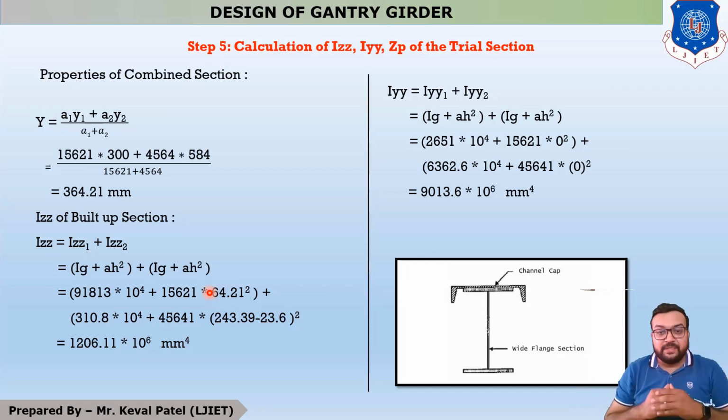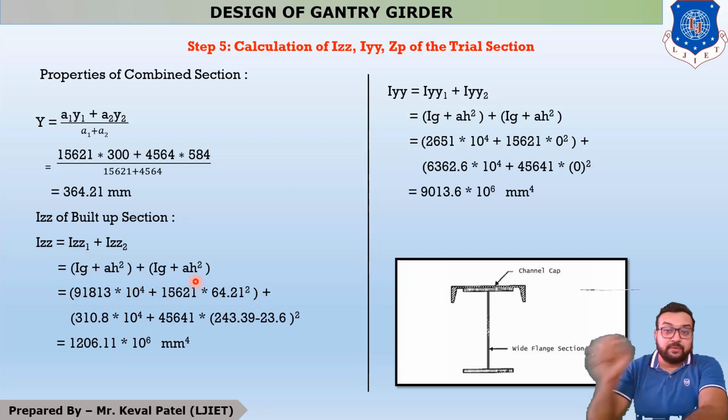So h means the CG of the combined section, which is 364.21, and the CG of your first section, which is 300 mm. So the difference, 364.21 minus 300, is called h. In this term it is h square, so it is 64.21 square plus. Similarly, for the second section, it is Ig plus Ah square.